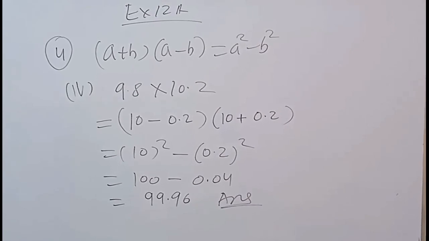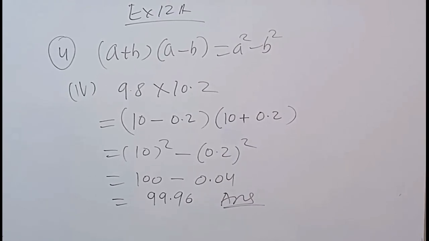Children, now taking question number 4, fourth part. The same product, we will use the formula a plus b, a minus b equal to a square minus b square. So we have 9.8 multiplied by 10.2, we have to find out. 9.8 we can write as 10 minus 0.2, and 10.2 we can write as 10 plus 0.2. So use a square minus b square, we get 10 square minus 0.2 whole square.